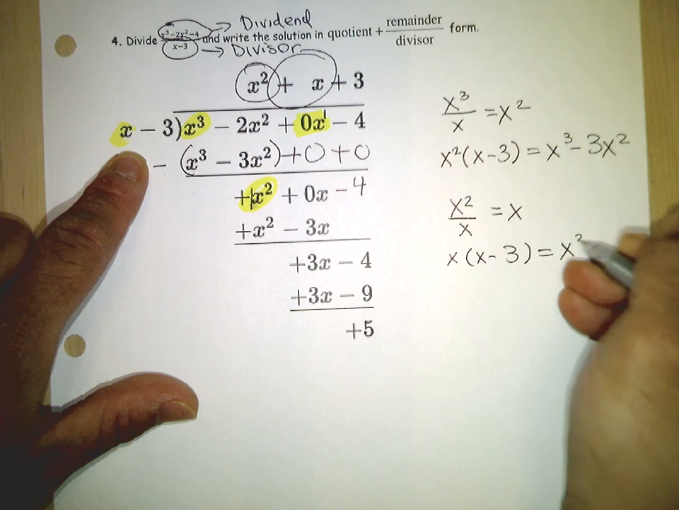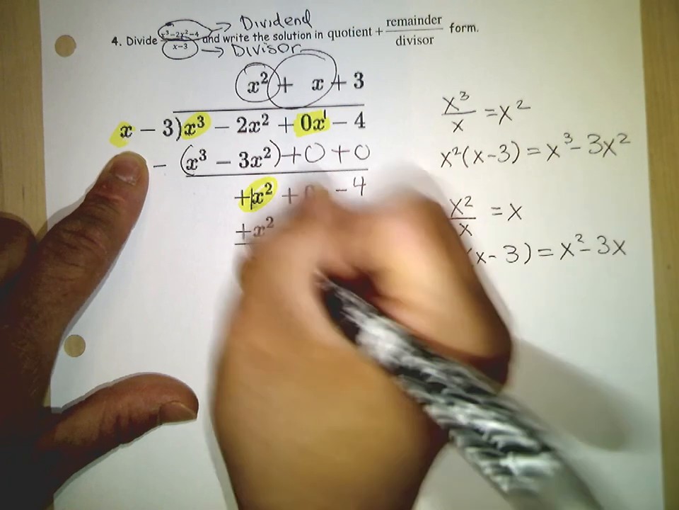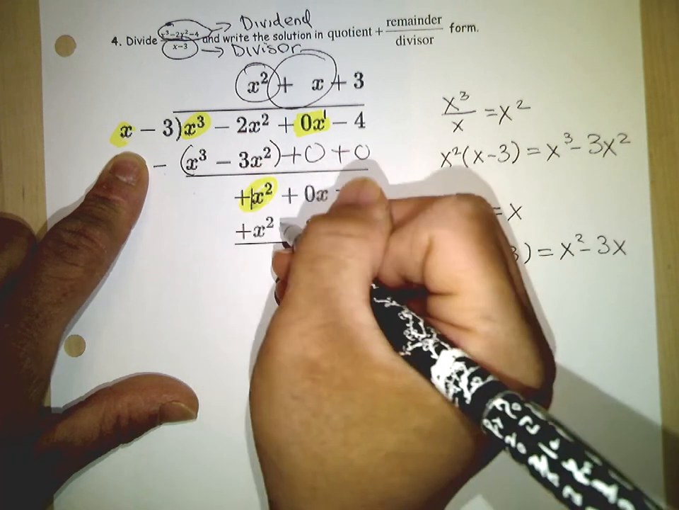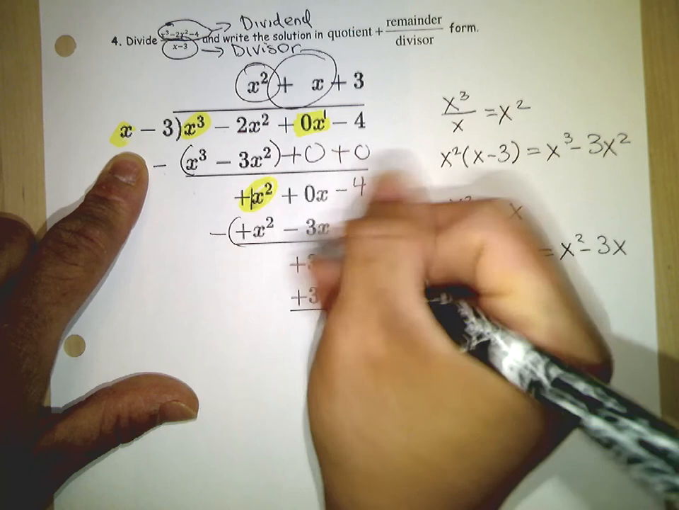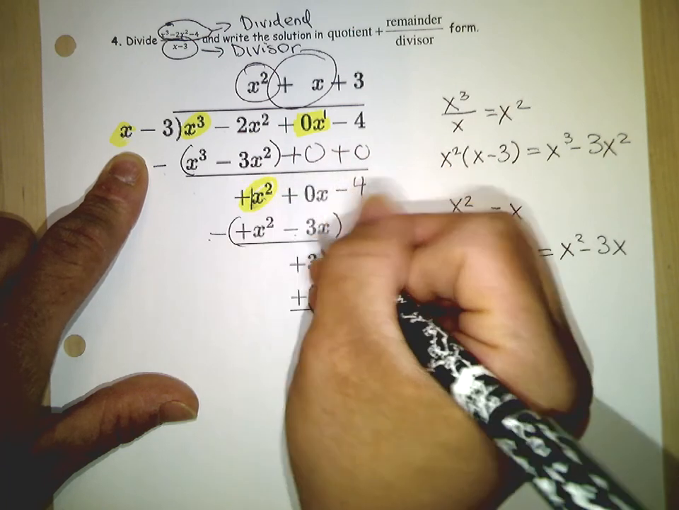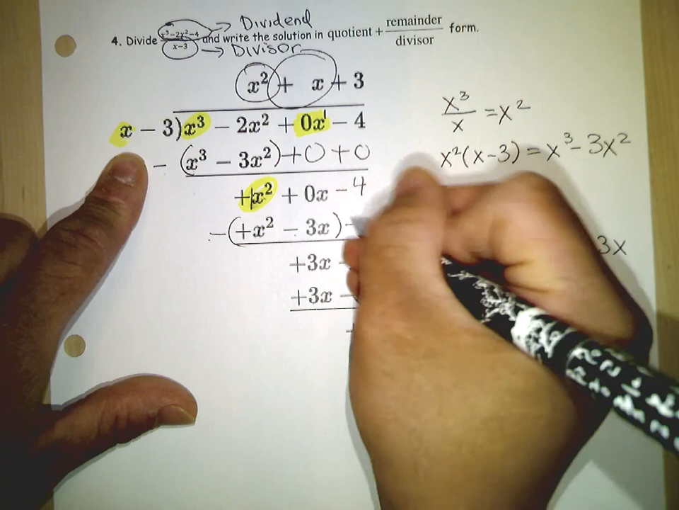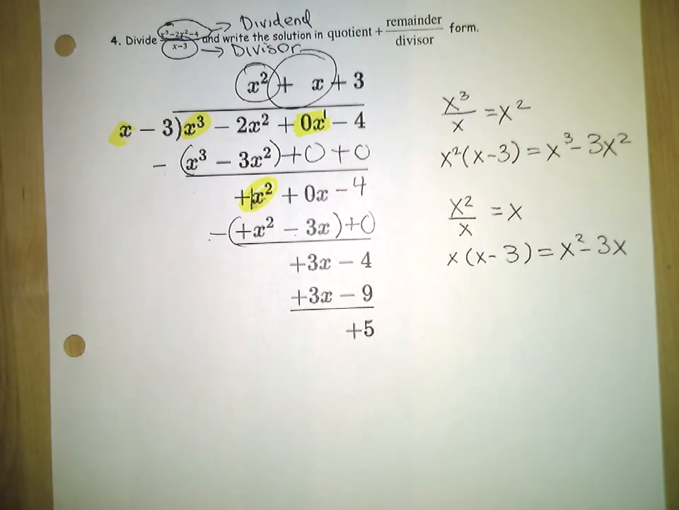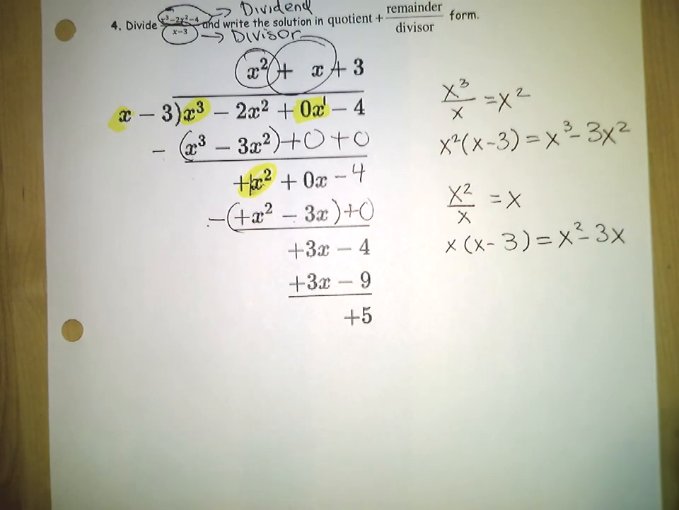That gives me x squared minus 3x. So that's where this comes from, but then I need to actually subtract. So x squared minus x squared is 0. 0 minus a negative 3x is a positive 3x, and that plus 0. So I can bring down that minus 4 like this.